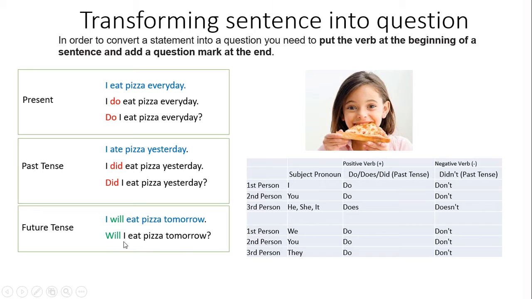So you will notice that for future tense, you don't use do or does as a verb to ask the question, because you are always required to use the word will in a sentence if the sentence is in future tense.